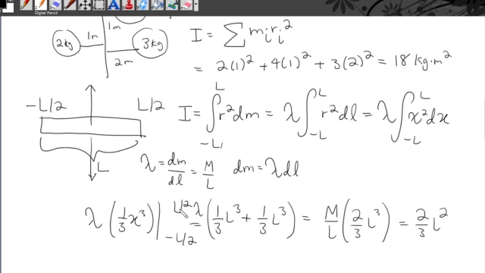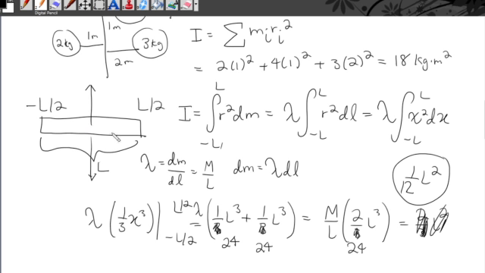So then this would be 1, not 1/3, 1/24. Should also be 1/24. Okay, and then this would be 2/24. So this would be 1/12. So we have 1/12 L squared. So for any rod that's being rotated like this about its center, the moment of inertia is just 1/12 L squared.